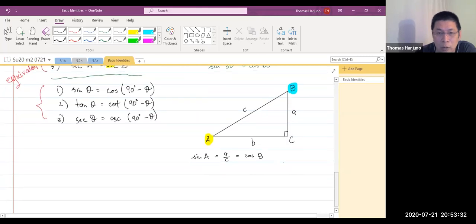Now, let's take a look at tangent. Tangent A will be A over B, right? But tangent A, which is A over B, from B's point of view, is actually cotangent. That's the reciprocal of tangent. From B's point of view, this is cotangent of B.